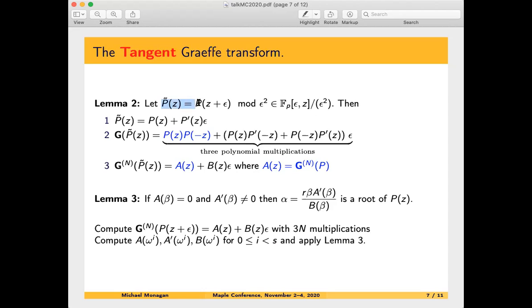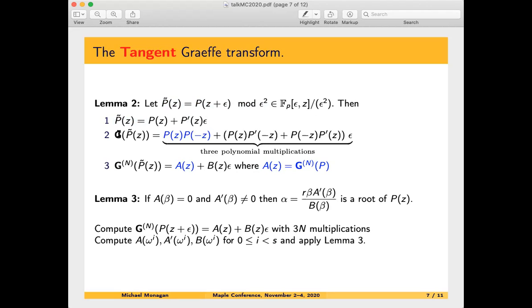So consider the following polynomial. Let p tilde of z be p of z plus epsilon, where epsilon is a symbol, mod epsilon squared. So this is like a perturbed polynomial. The lemma says that the transformed polynomial can be expressed as the original polynomial plus the derivative times epsilon. You can see that this is just coming from Taylor's theorem.